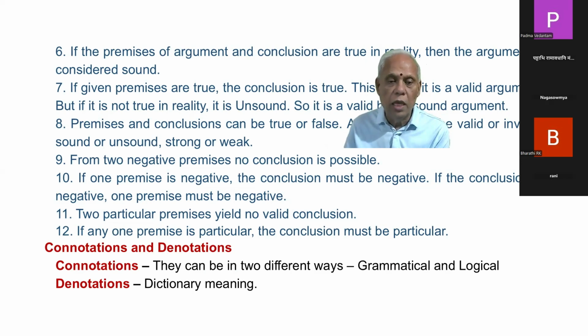Then connotation and denotation. What is connotation? They can be in two different ways, grammatical and logical. Connotation means how you understand a given statement. It can be grammatical, as it appears, which is one meaning, and the logical meaning is another thing. Denotation means the exact meaning, how it appears.